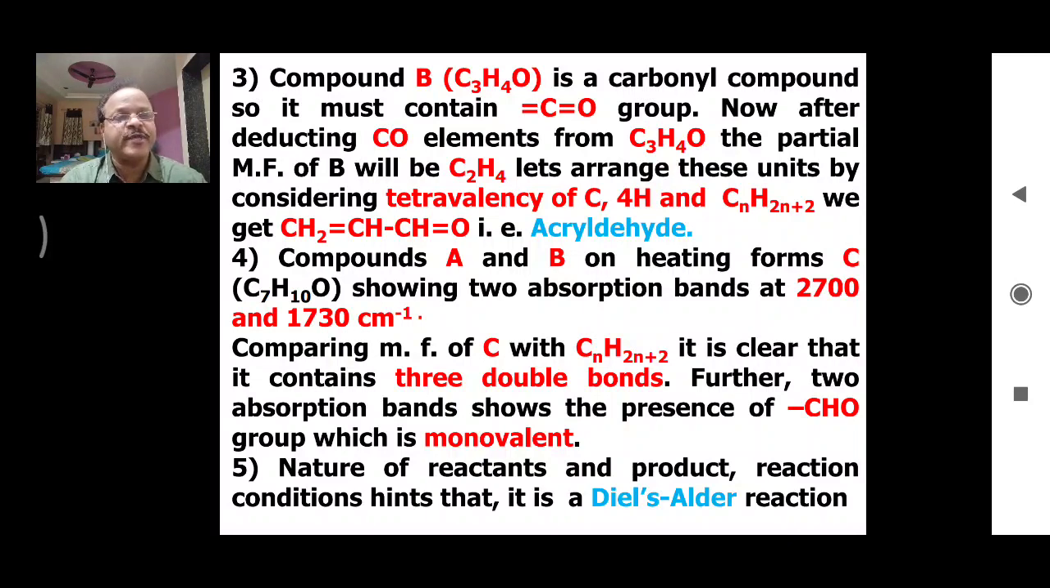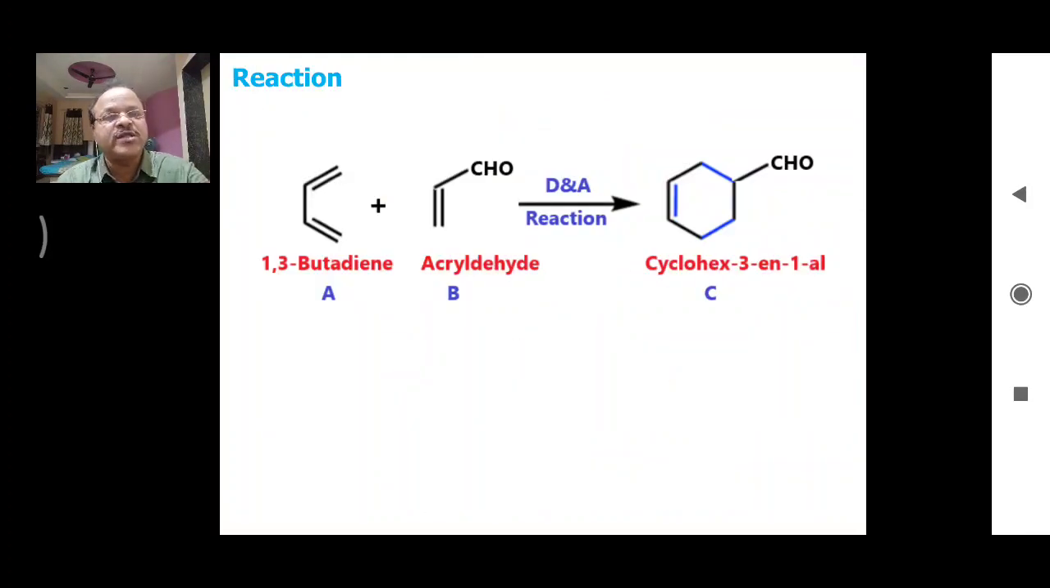This problem is based on Diels-Alder reaction. Now let's see that reaction. This is 1,3-butadiene. It consists of 2 double bonds as we have discussed. Now this is compound A. Now this compound A, when heated with compound B, which is the acrylaldehyde, it forms cyclohex-3-en-1-al.